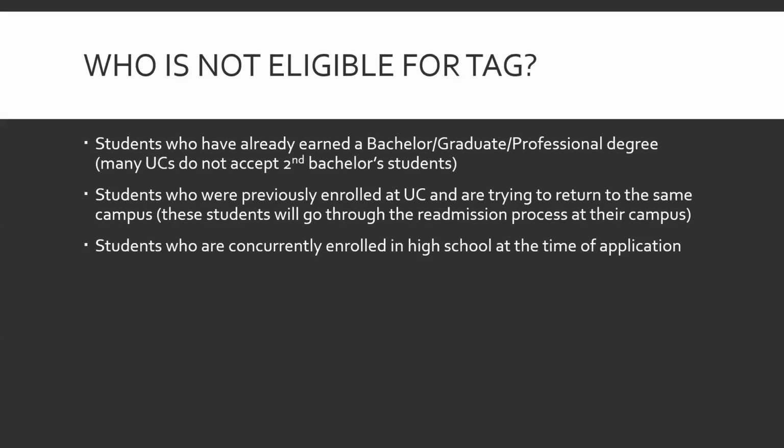And the last group that isn't eligible are students who are concurrently enrolled in high school at the time of application. You have to have spent time at the community college and be a transfer student in order to be eligible for the TAG program. So if you're in high school right now and you're looking to get into UC right after your high school graduation, you're actually going to apply as a freshman, regardless of how many UC transferable units or community college units in general you've earned.